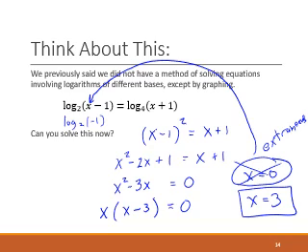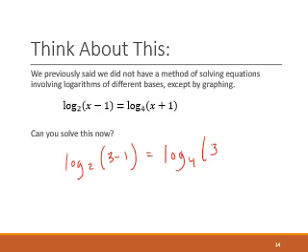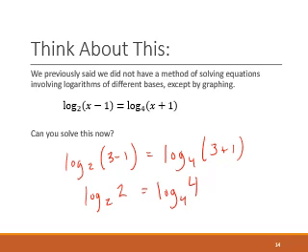I'm going to clear the board, and sorry, I changed colors and forgot to change back. We're saying that 3 is a valid answer. So if we try to plug that answer in, you can see log base 2 of 2 is equal to log base 4 of 4, and that is a correct solution because both of those logarithms are equal to 1.